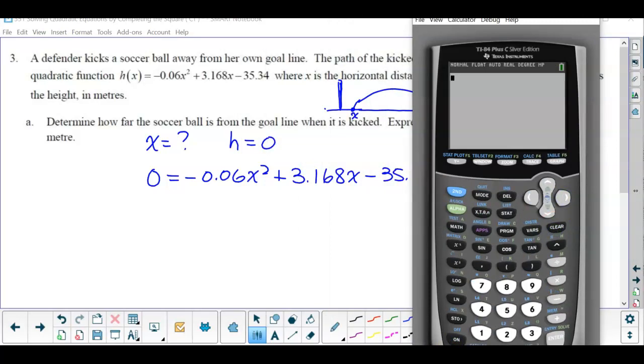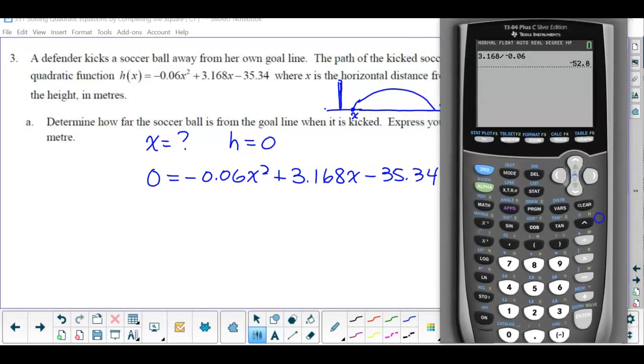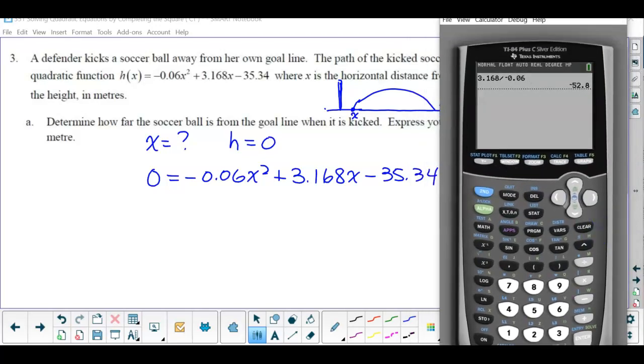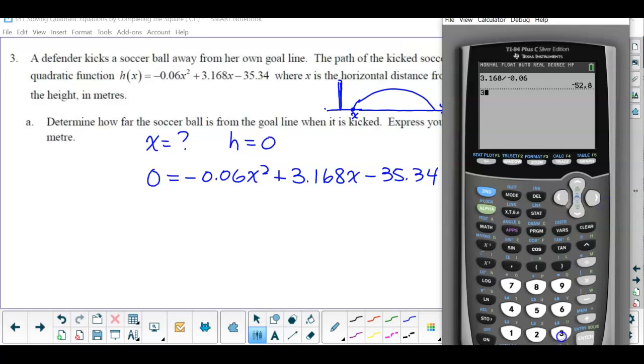Because we don't want to do any rounding in our question. But let's see if I go 3.168 divided by negative, not that the negative really matters right now, but okay, so that goes to a nicer number, right? Still one decimal place, but no repeating decimals, anything like that.